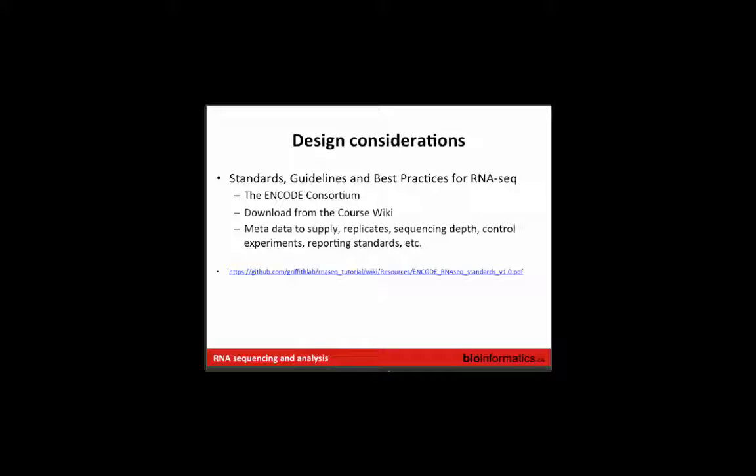There are things like how many replicates should I include, how much data should I generate, control experiments, spike-ins, reporting standards, etc. There have been a few organizations, and there's a resources section on the wiki that covers others of these. Probably the most comprehensive one that I've seen is this ENCODE RNA-seq standards document that was produced quite a while ago now, 3 or 4 years, and is a very extensive list of the kinds of things you should think about when you're setting up your RNA-seq experiment in the first place.